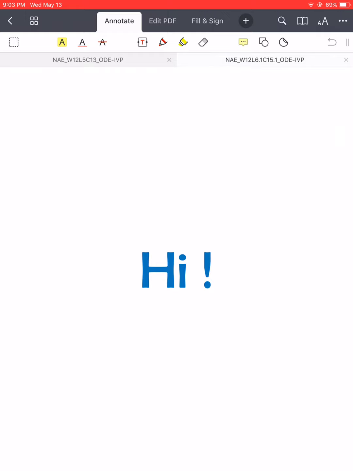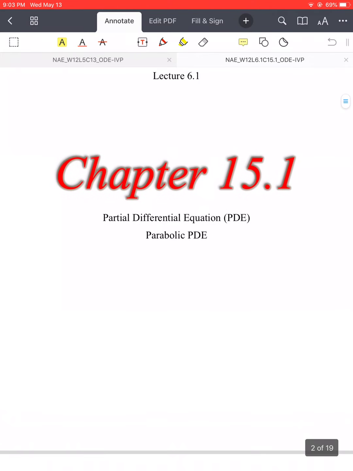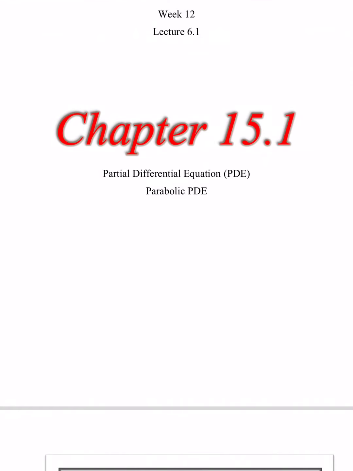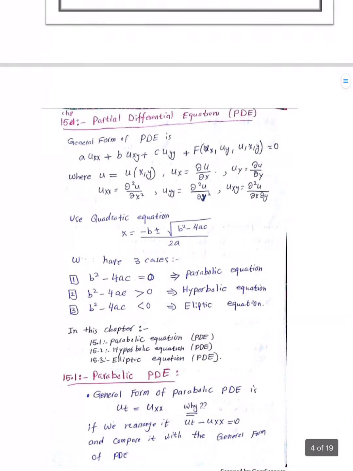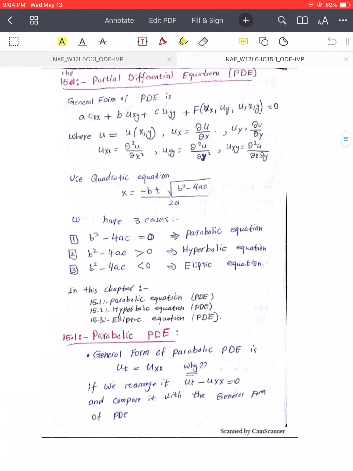Today we will talk about a new subject, which is in chapter 15.1, partial differential equations, or as abbreviation PDE. And in this one we will define the partial differential equations.